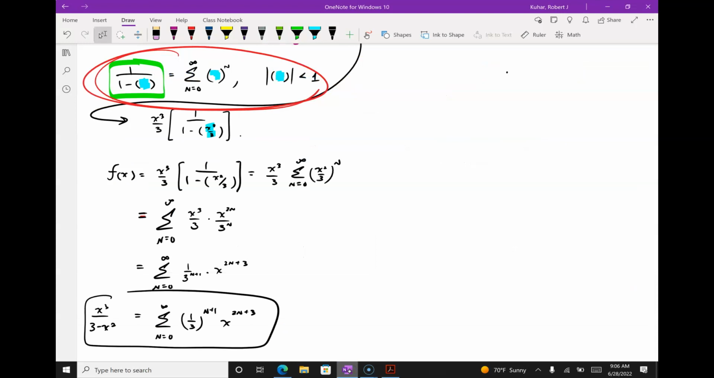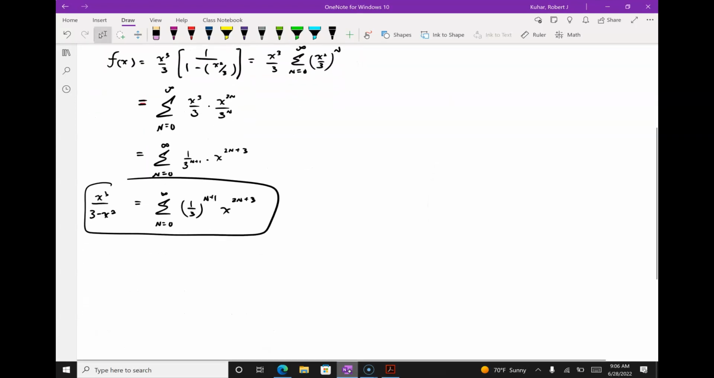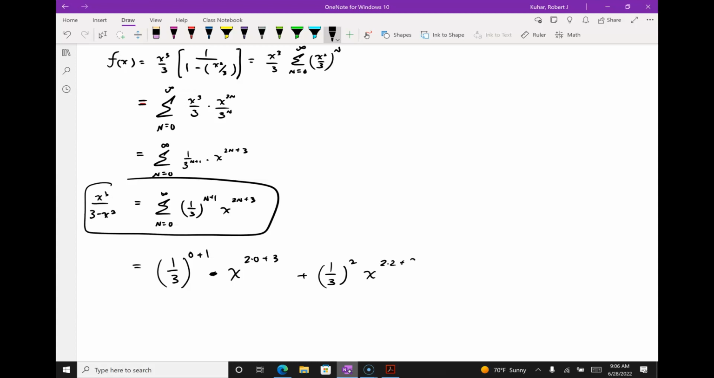I want to write out a few terms here. When n is 0, this is the easiest way to do it: 1/3 to the 0 times x to the 2 times 0 plus 3. That's my first term. And then the second term is 1/3 squared times x to the 2 times 2 plus 3. Oh, 2 times 1, sorry. Starting at 1.